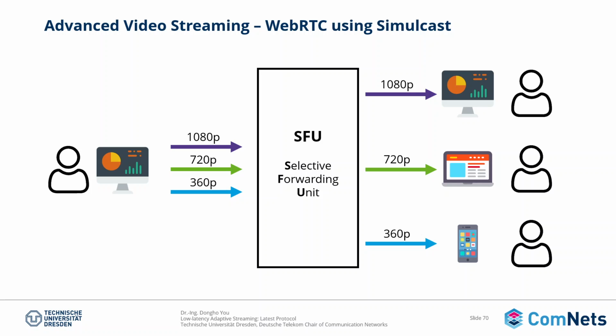For the details about the SFU, a selective forwarding unit, I will skip it today. But let's discuss more later when we have an opportunity. Anyway, this Simulcast requires more cost on the sender side because they have to make independently different quality video streams by themselves.